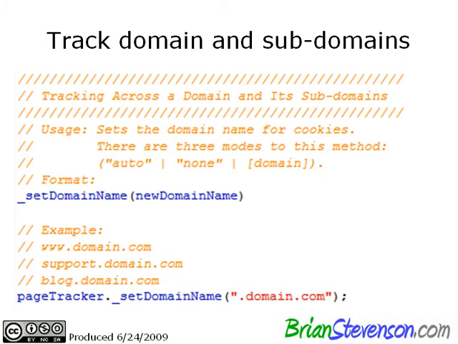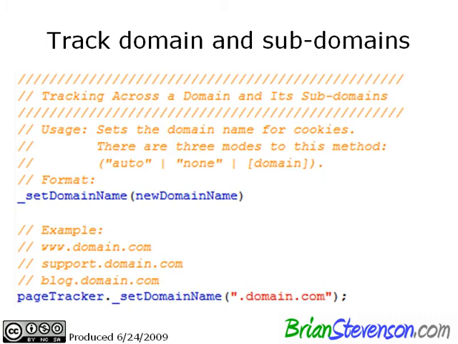Another example of a code snippet would be tracking domain and subdomains within the same Google Analytics account. I've made practical use of this in my own implementation. What you do is implement the _set domain name function, and you simply pass in a period and then your domain name .com. A practical reason why you might want to use this particular function is if you have multiple subdomains, like support.domain.com or blog.domain.com, and maybe for whatever reason you didn't want to register multiple Google Analytics accounts to track all these sites.